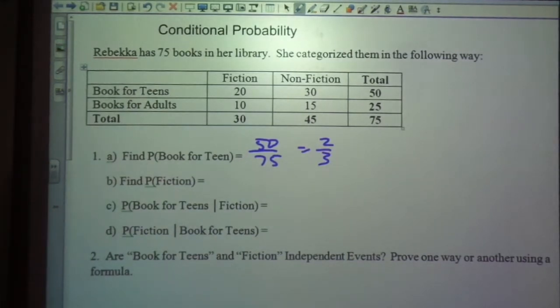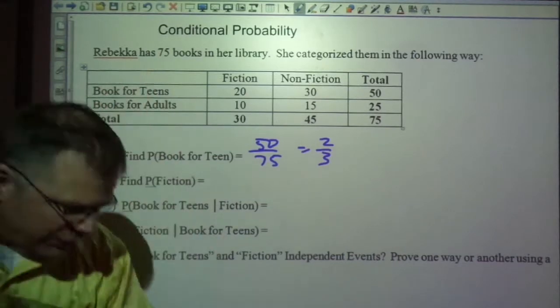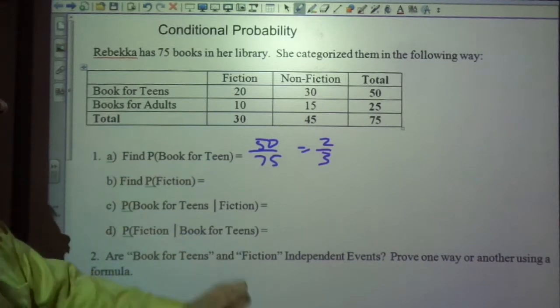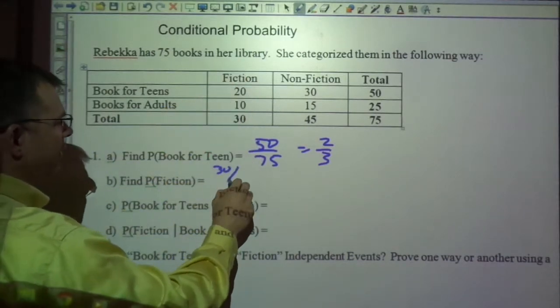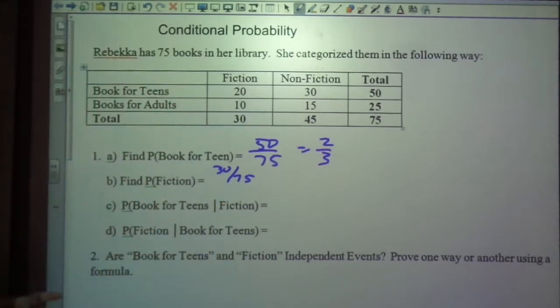The next one is find the probability that it's fiction. Out of the 75 books in the pile, if I reach in and grab a book, what's the probability the book I grabbed is a fiction book? How many fiction books are there? There are 30 fiction books total out of the 75. Some of them are for teens, some of them are for adults, but all of them altogether, they're all fiction books, 30 of them.